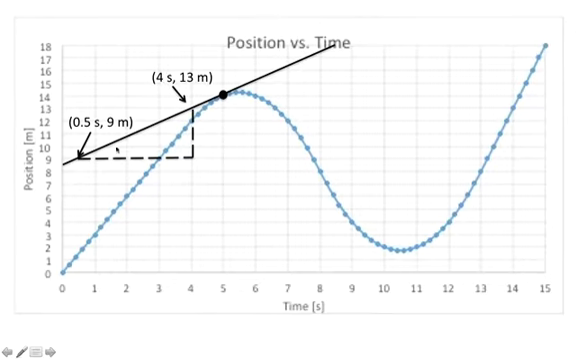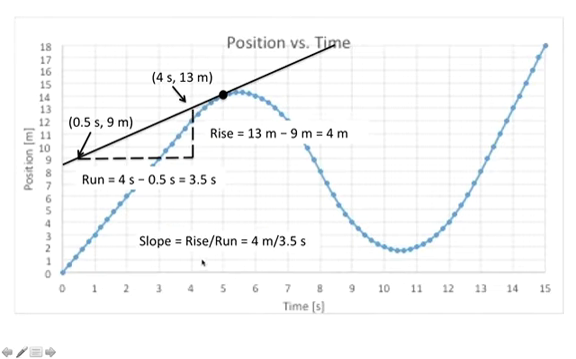So in order to find the slope of this line, you have to figure out the run, which is basically the distance between the 2 points on the horizontal axis, so 4 seconds and 0.5, and then you have to find the rise, which is the difference in the vertical position. So from 13 meters and 9 meters, the difference is 4.